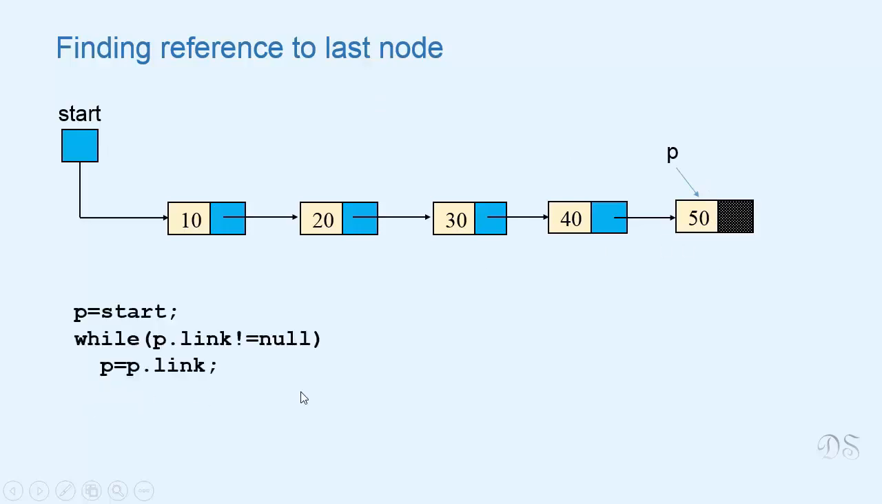This is the code that will give us reference to the last node of the list. While traversing the list, we had seen that the loop condition was p is not equal to null. So there the loop stopped when p became null. Now here the loop condition is p link is not equal to null. So here the loop will stop when p link becomes null, and p link will become null when p refers to the last node of the list, because link part of last node is null. So when this loop stops, p will refer to the last node of the list. So this is how we can find reference to the last node of the list.